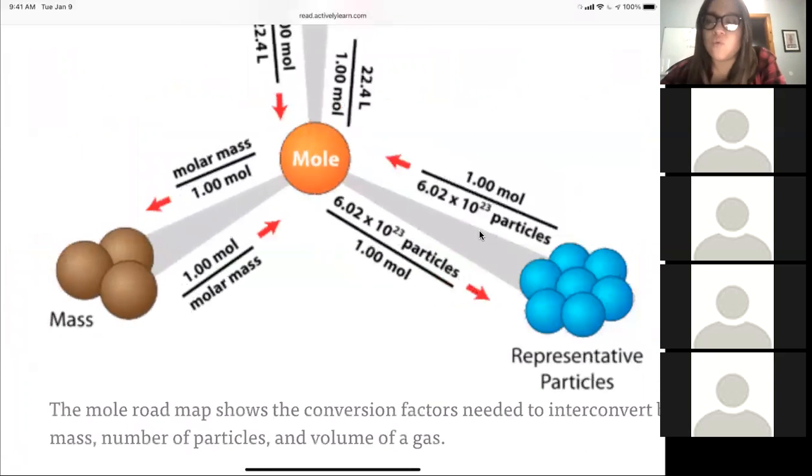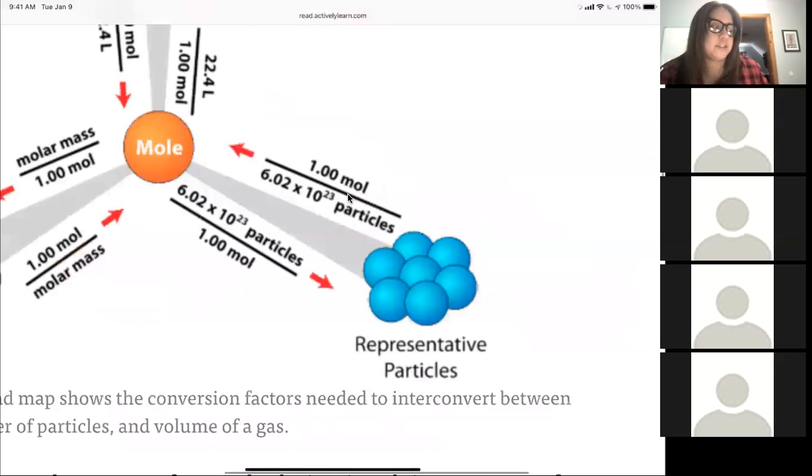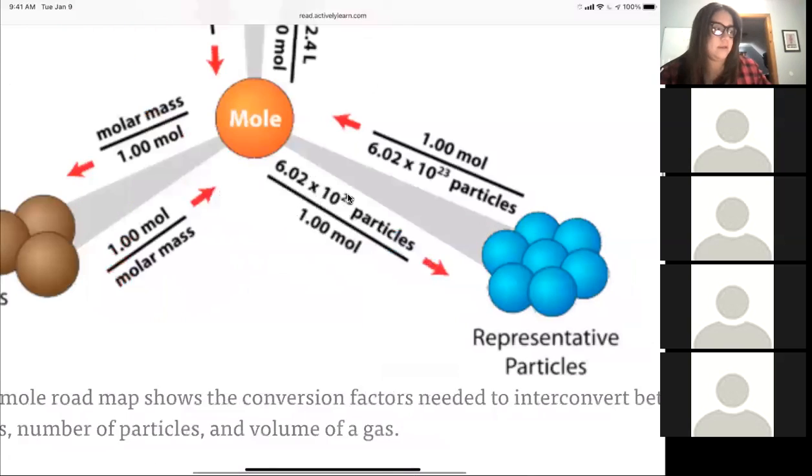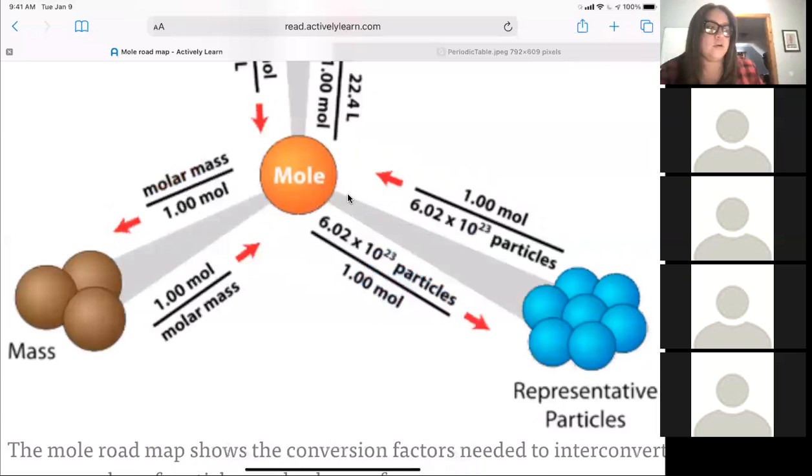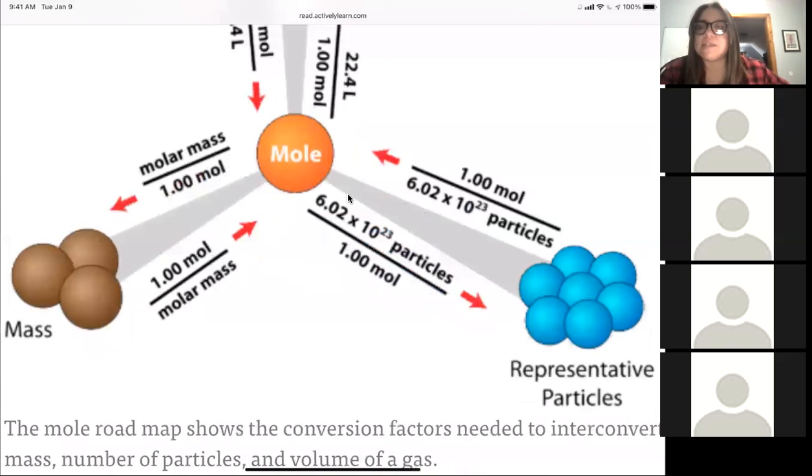Which one would be molecules? Would mass be molecules? Moles be molecules? Or particles be molecules? Particles. Okay, so we're starting at particles. We are finishing in grams. Which one is grams? Is mole grams or is mass grams? Mass.